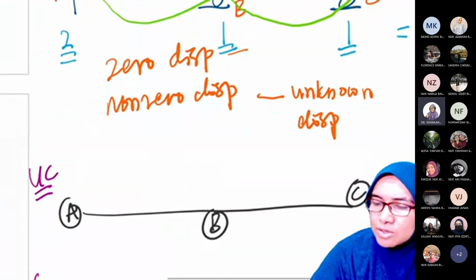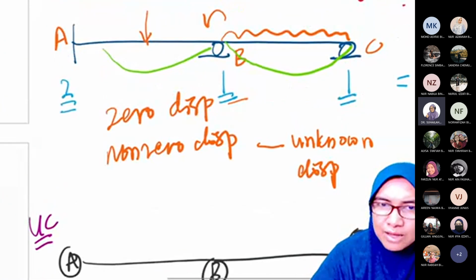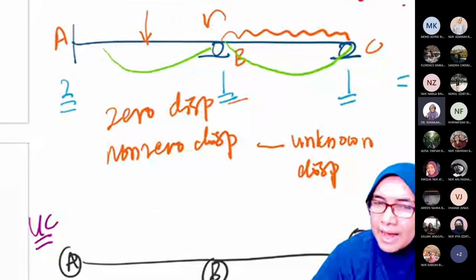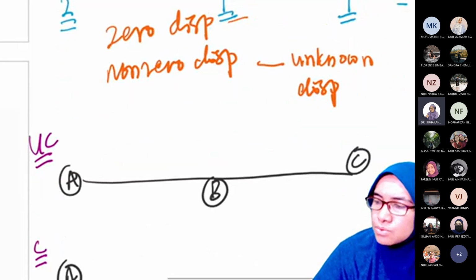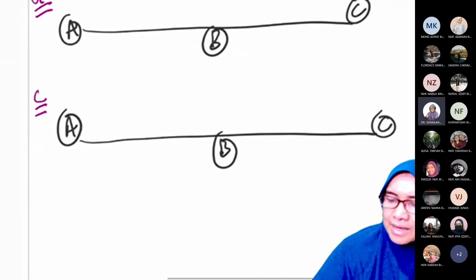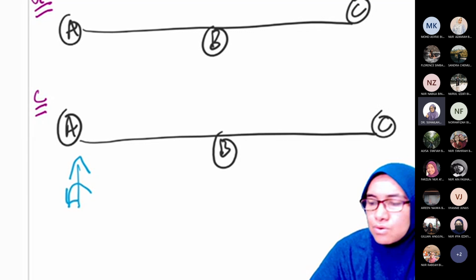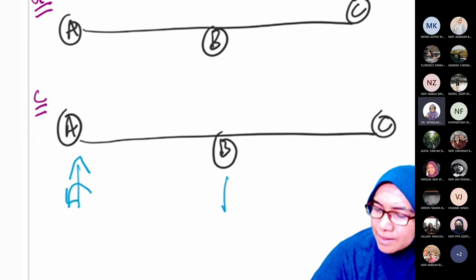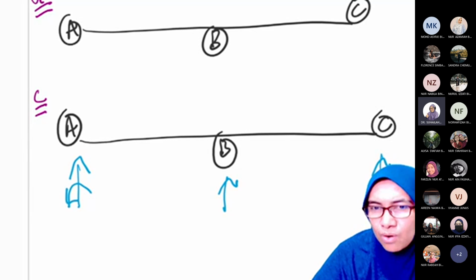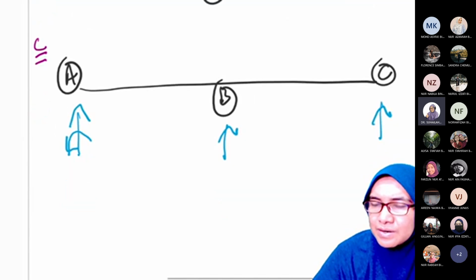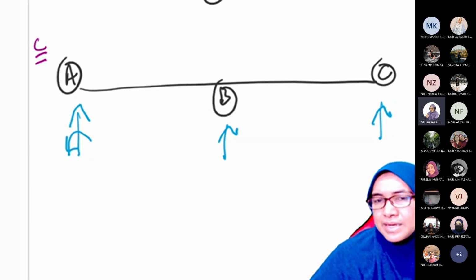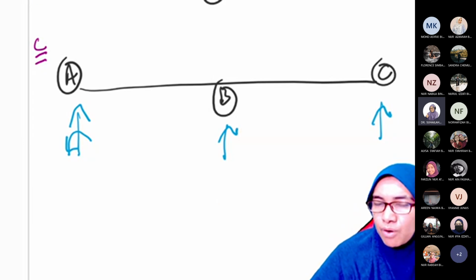So kita tengok kat situ, dekat A we have to put 2 DOF. At B we have to put 1. At C we have to put 1. So total is 4. 4 ni represent 4 unknown reaction. Okay, it is actually 5 kalau kita based on support.